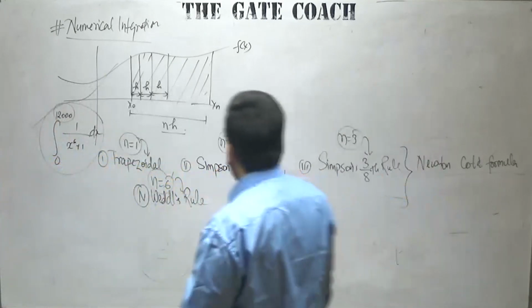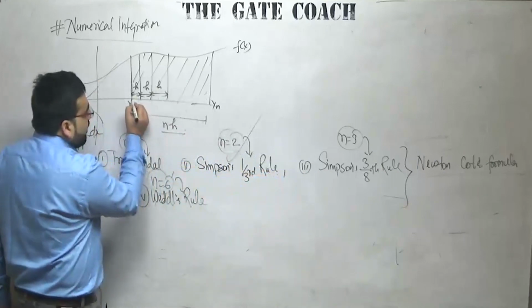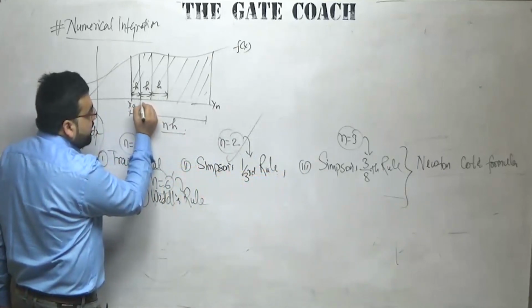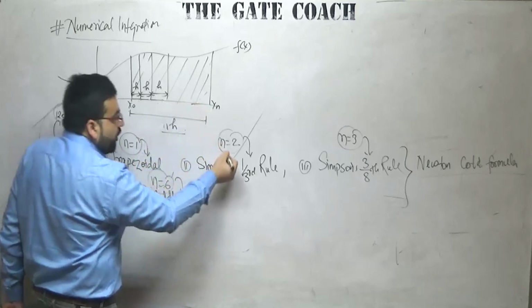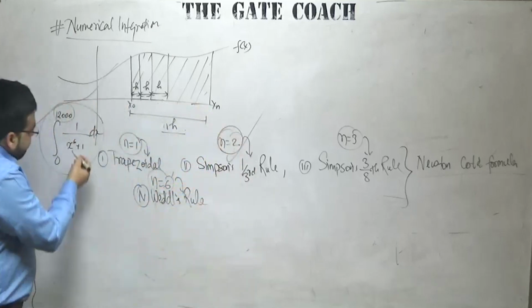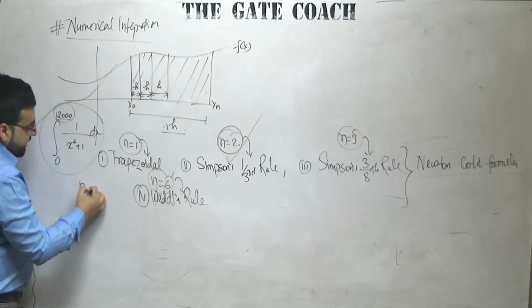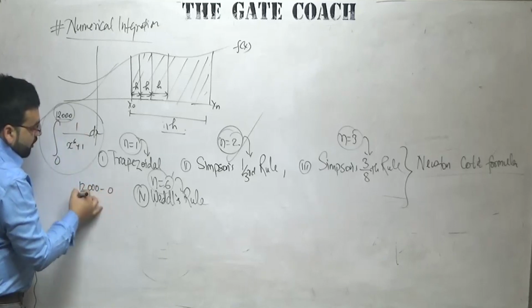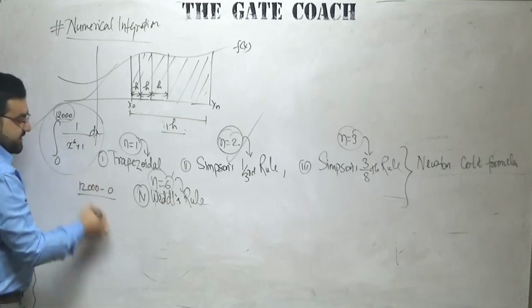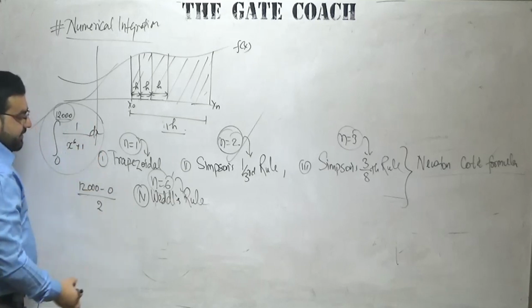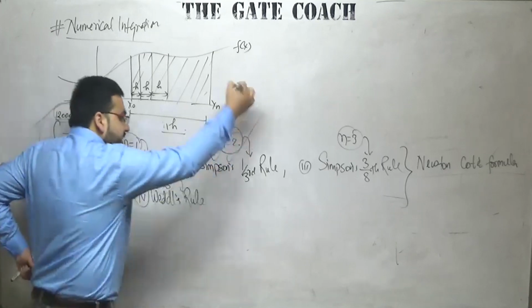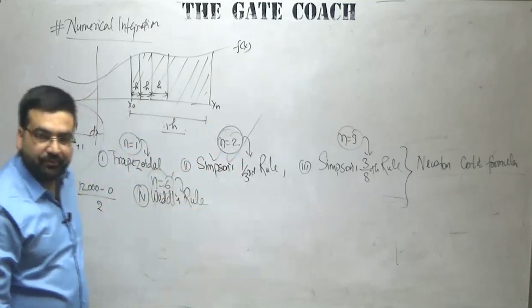Simpson's 1/3 rule. The number of intervals should be a multiple of 2. Can this be done with the help of Simpson's 1/3 rule? Your answer will be yes, sir. 12,000 minus 0, upper limit minus lower limit, is an even number. It can be easily divided by 2. So Simpson's 1/3 rule is also applicable.